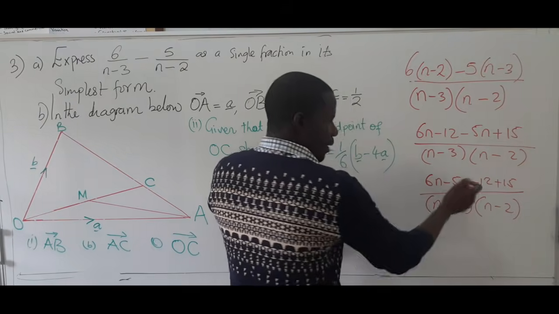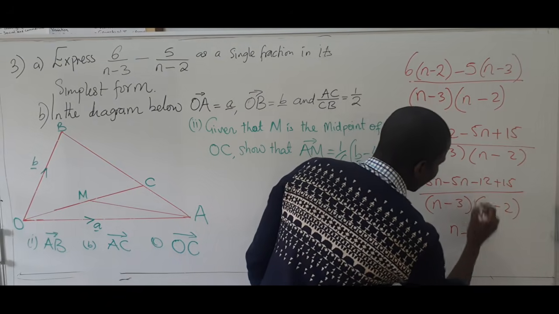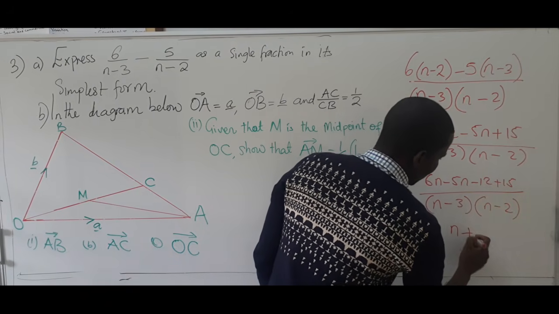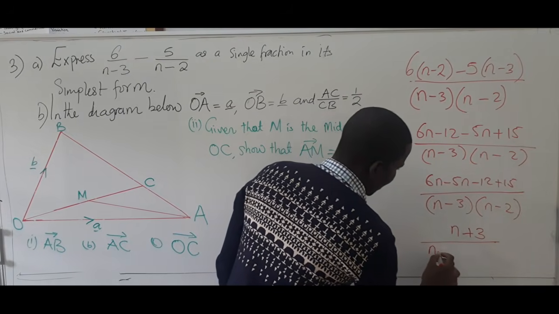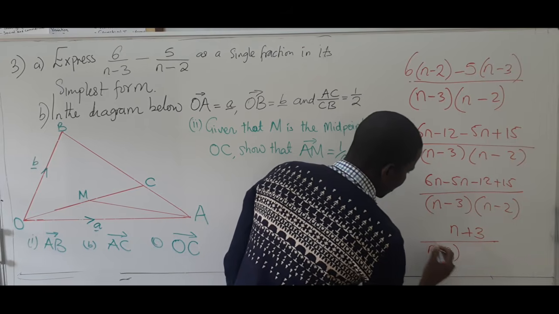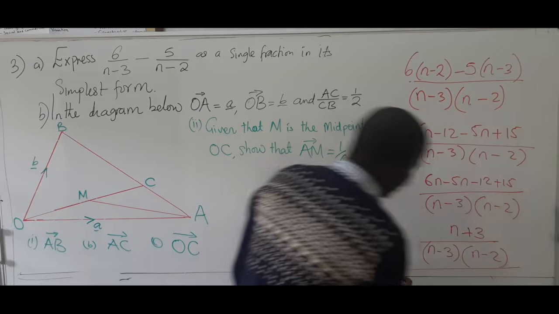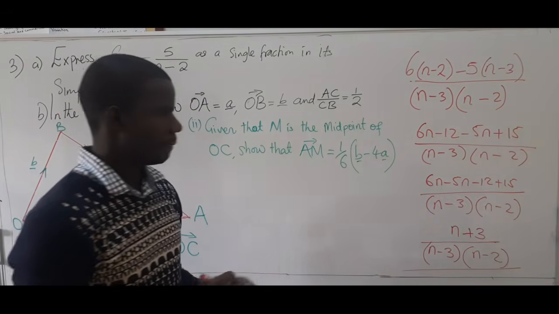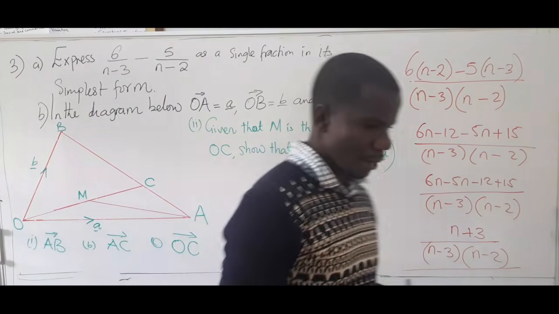So when you simplify this one, what are we going to get? You get n, and here this is going to give us plus 3, over n minus 3, n minus 2. This is what we are going to get as our final answer here.